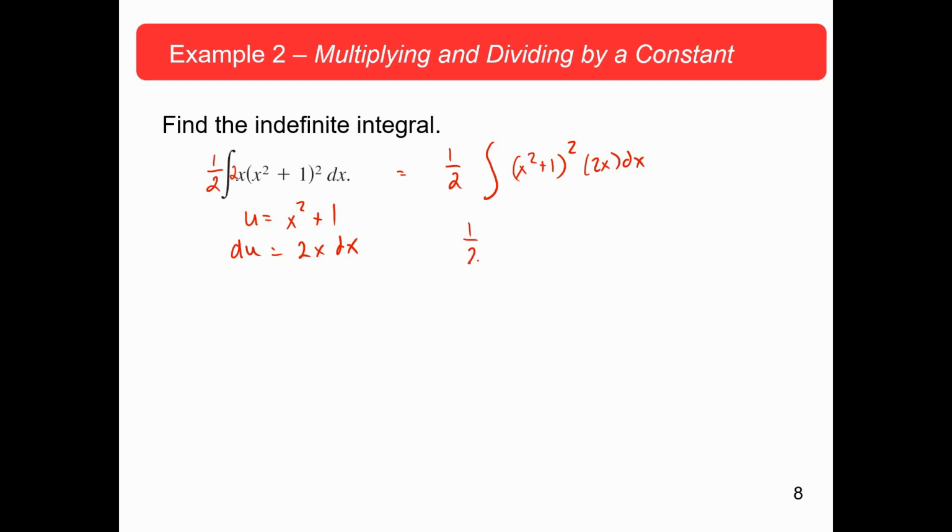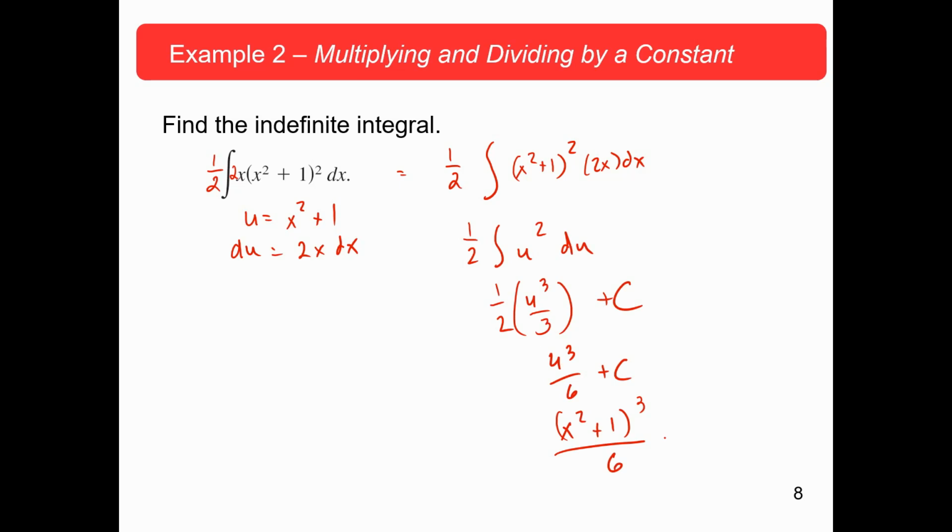Now I can see this is 1/2 the integral of u squared du. So this is u cubed over 3 times 1/2 plus c. So u cubed over 6 plus c, but u is just x squared plus 1. So you wind up with (x squared plus 1) cubed over 6.